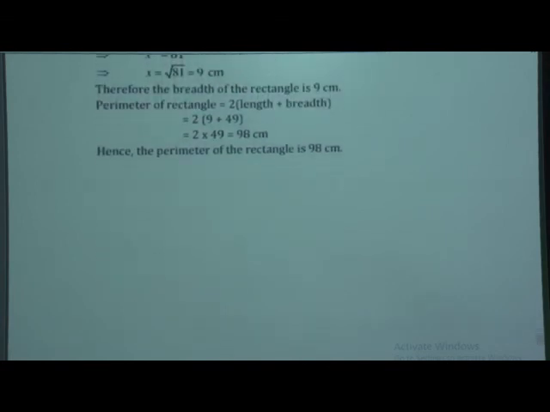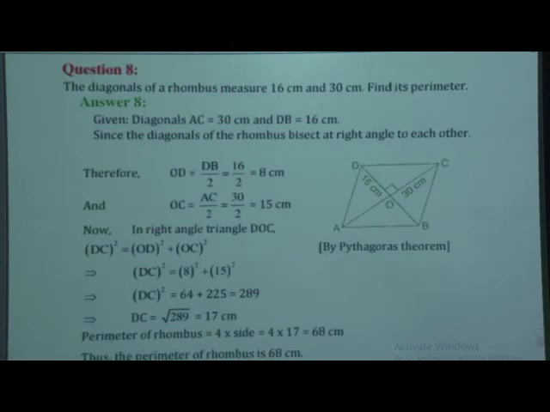So we will go for some more examples which will help you. Here we have a figure as a rhombus. The diagonals of a rhombus measure 16 centimeter and 30 centimeter. One of the diagonals is 16 centimeter and the other is 30 centimeter. Find its perimeter. So given diagonals AC is equal to 30 centimeter and DB is equal to 16 centimeter, which is already given in the question.